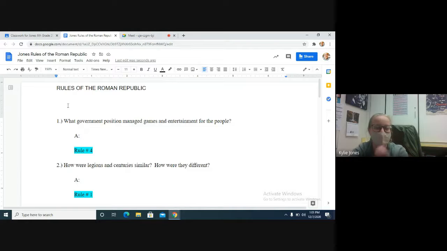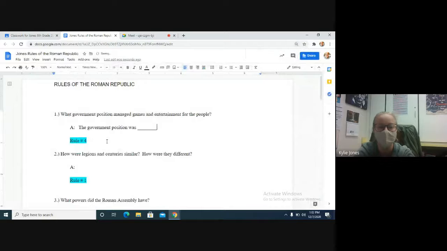So, this first one, what government position managed games and entertainment for the people? You'll go find that answer and say, the government position was blank. No, I'm not going to say it for you. Okay, so you need to fill it out. So, essentially, go back to whatever rule we have highlighted. Go back to those paragraphs, read through, and find your answers. If you remember it, awesome, write the answers.